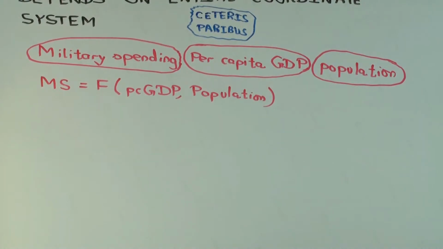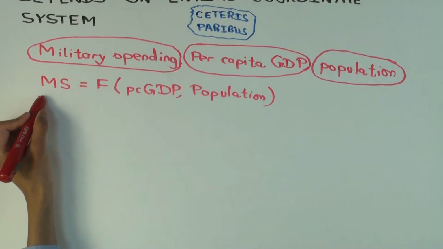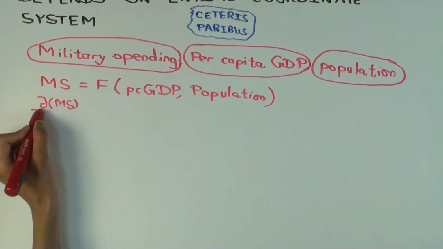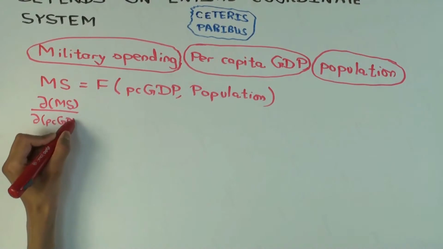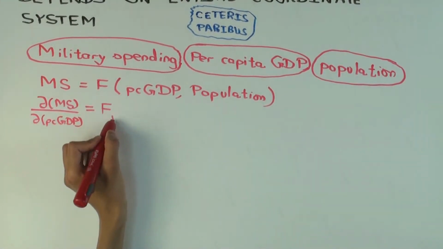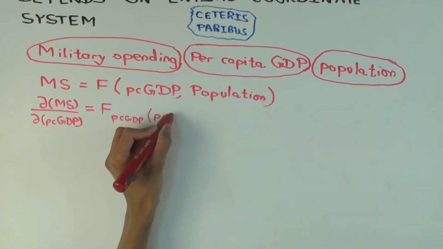Okay. Now suppose I ask you, ceteris paribus, what happens to military spending when I change per capita GDP? So what would you say? Well, how would you try to measure that, quantify that? You would say, consider the partial derivative of military spending with respect to per capita GDP. What's that? That's capital F sub per capita GDP.